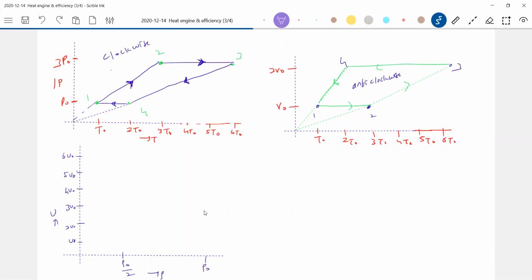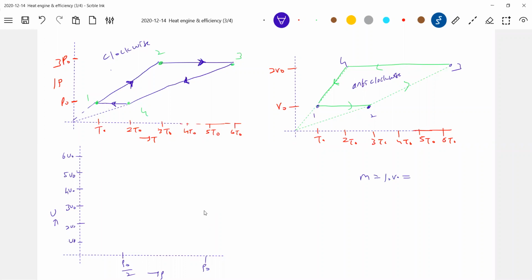When volume of gas is V naught, density will be rho naught. When volume of gas is 2 V naught, density will be rho naught by 2 because overall mass should remain the same. Will you agree with this? Mass is equal to density into volume. So rho naught by 2 into 2 V naught equals rho naught into V naught. Overall mass should remain the same.